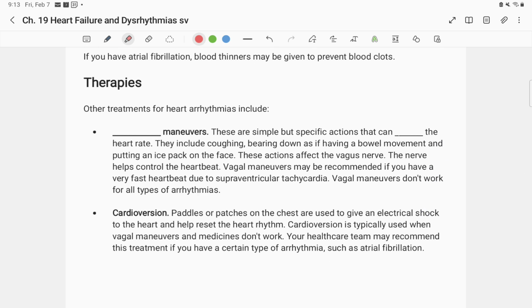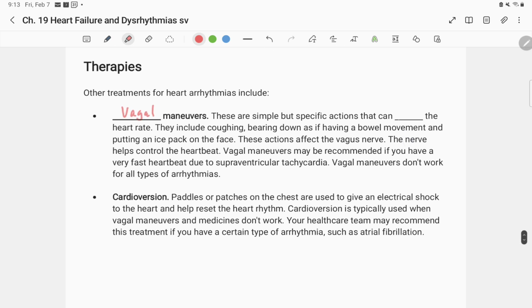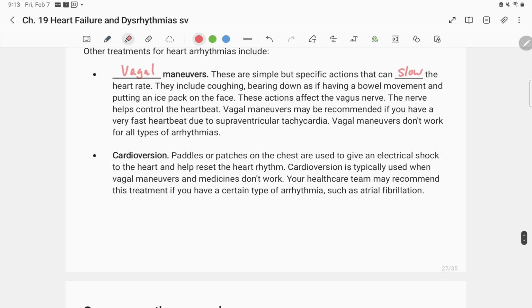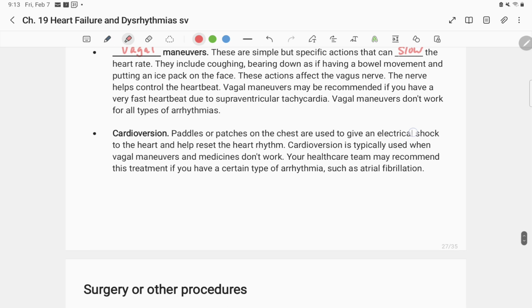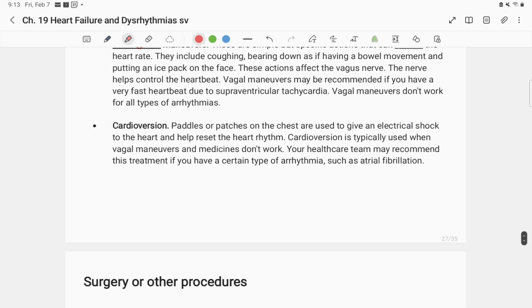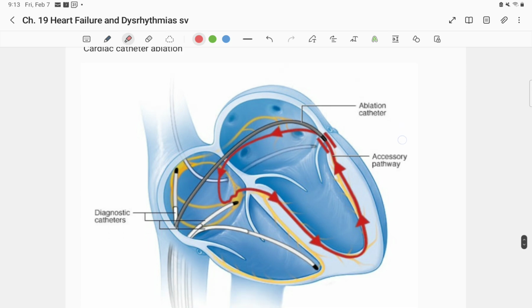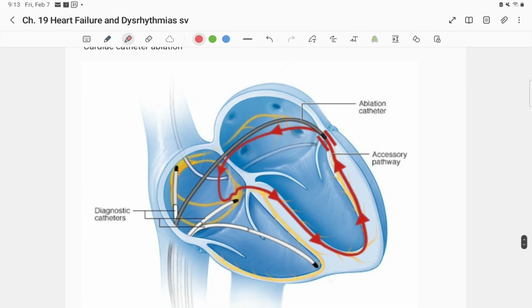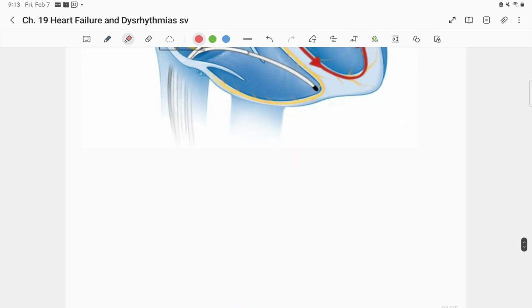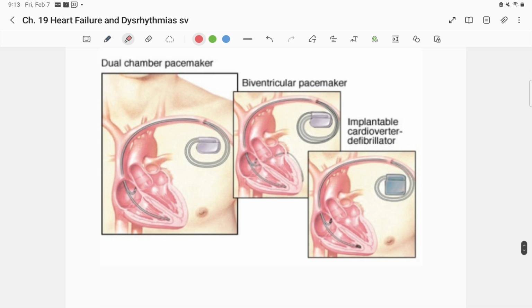Okay, other treatments. So there's your vagal maneuvers that can slow the heart rate. Cardioversions, so paddles or patches on the chest, are used to give an electric shock to help reset the rhythm. Okay, with surgeries, a cardiac catheter ablation, or just simply an ablation, is an option. A pacemaker.